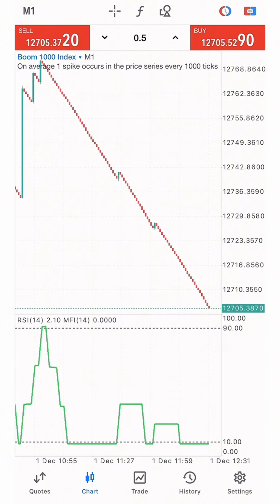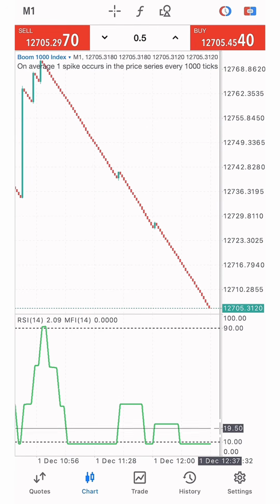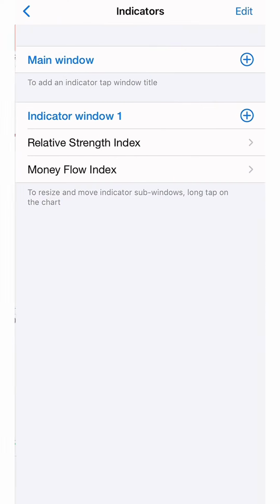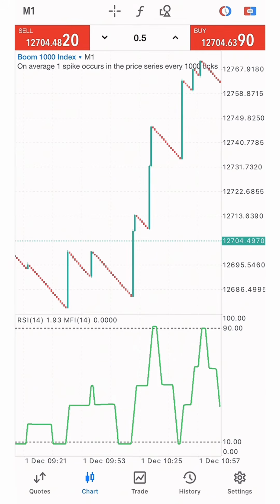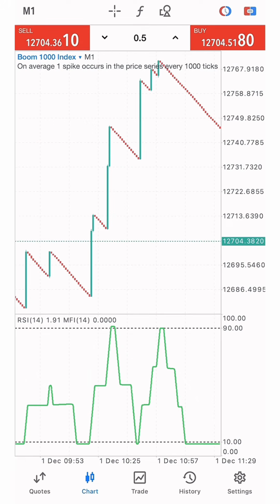You can see the RSI and the MFI, which is the money flow index, with the same levels of 90 right here and the same level of 10 right here, as you can see. So you see, we're still using the same third zoom level. I'm going to zoom out real quick so that you can see that this is the first zoom. After you zoom out, this zoom is called zoom 1, 2 and 3. So we're using the third zoom for boom 1000 index as well.